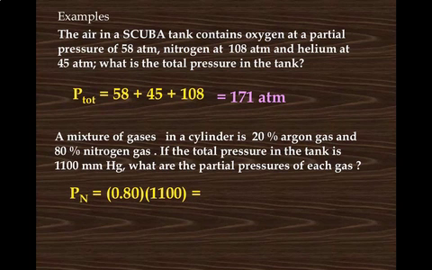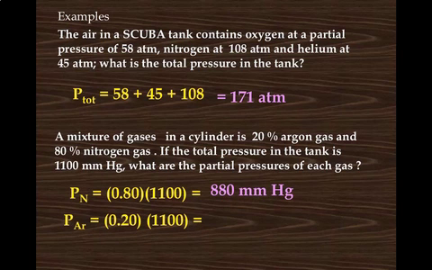Okay, a mixture of gases in a cylinder is 20% argon gas and 80% nitrogen gas. If the total pressure in the tank is 1100, what are the partial pressures of each? So I'm going to change my percentage to a decimal, so that becomes 0.80 for nitrogen, and I multiply it by 1100, and that's 880 millimeters. I do the same thing for argon. 0.20 times 1100 is 2200, and if you want to double check, you can add those two together and you'll find that they make 1100 for the total.